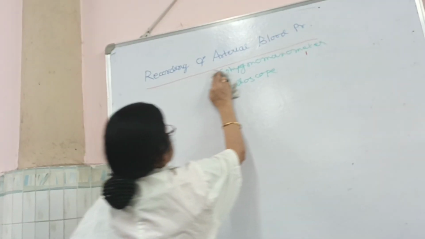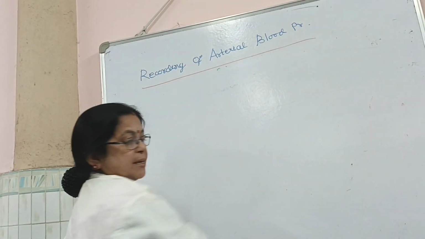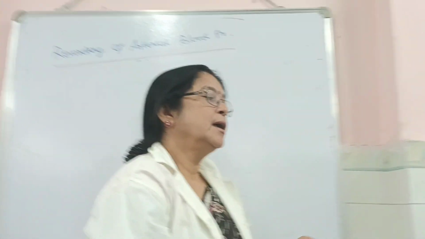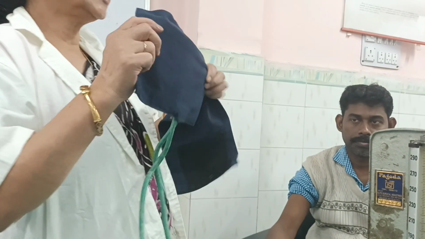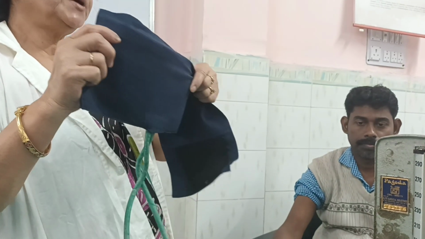Now what will be the position of the patient? The ideal position is the supine position. We may perform measurement of blood pressure in sitting position, but never in standing position. It is always better to perform in supine position. Why am I mentioning the supine position? Because the cuff should be at the level of the heart.